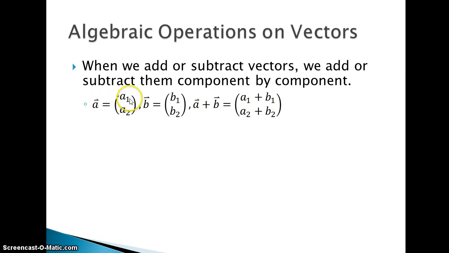So if A has components A1, A2, and B has components B1, B2, when I add A and B, I add the first components together, and that's my new first component, and then I add the second components together, and that's my new second component.